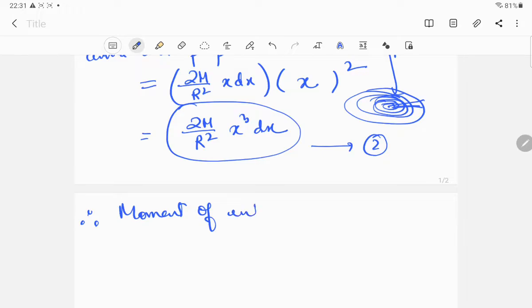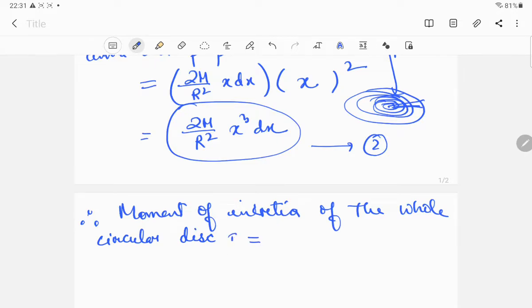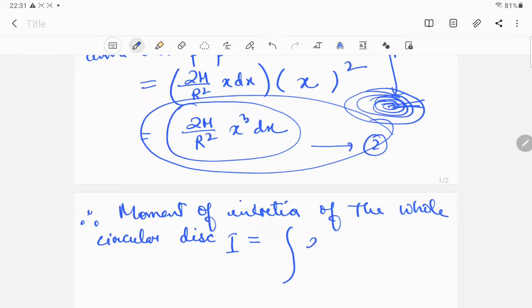Therefore, the moment of inertia of the whole circular disk, we will denote it by I, is equal to, simply we will have to integrate this thing. So we will be doing 2m/r square x cube dx. So we need to put a lower limit and upper limit. Lower limit and upper limit of what? Of x, sorry, because we are integrating with respect to x.